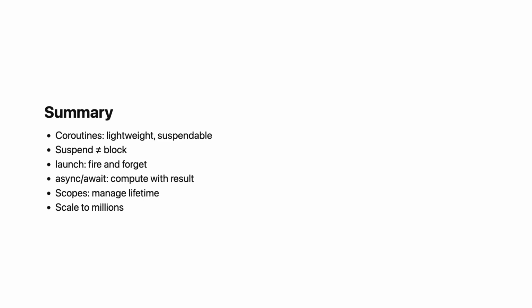Let us summarize. Coroutines are lightweight, suspendable computations. Coroutines suspend without blocking threads. This enables massive concurrency. Launch starts a coroutine without returning a result. Async starts a coroutine that produces a result. Await retrieves it. Coroutine scopes manage lifetime and prevent leaks. Coroutines make concurrent code look sequential while scaling efficiently.